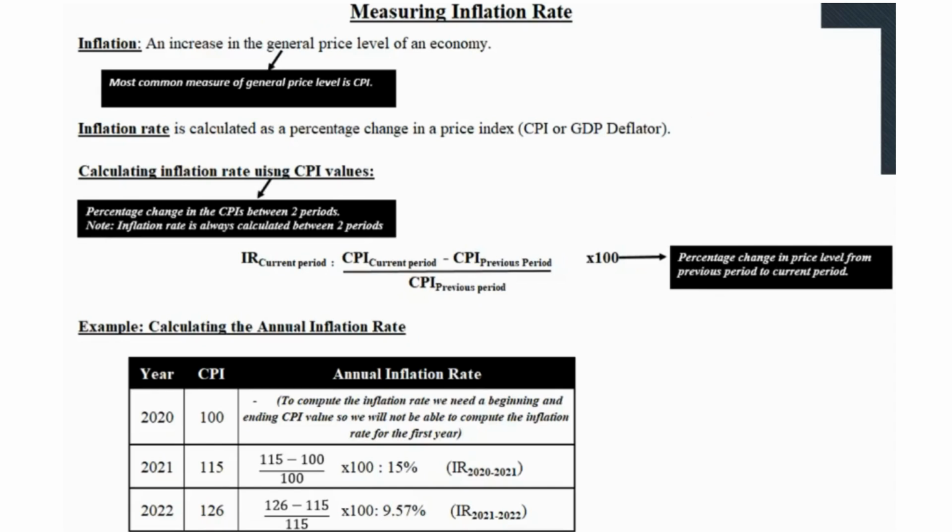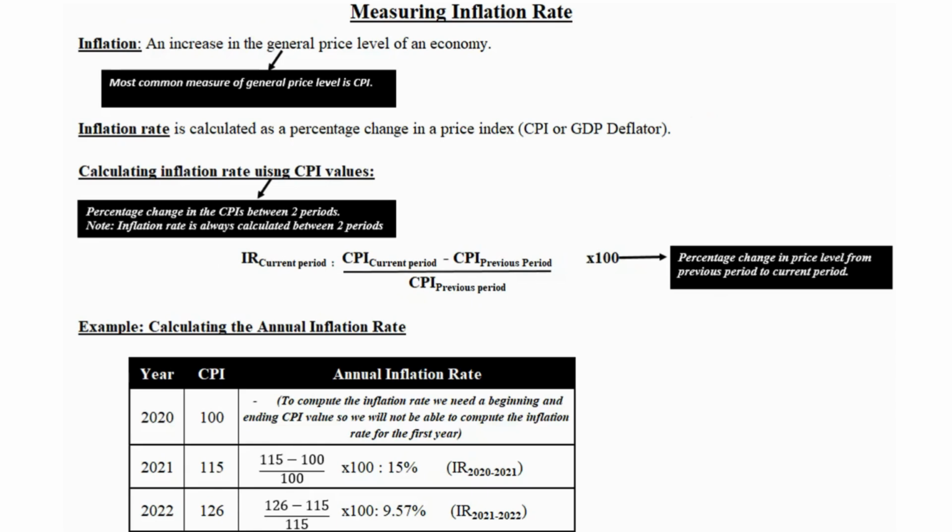Inflation is an increase in the general price level of an economy, and we can calculate the inflation rate as a percentage change in a price index, which could be the consumer price index, i.e. the CPI, or the GDP deflator. Since the most common measure of the general price level is the CPI, we'll be using CPI values to calculate the inflation.